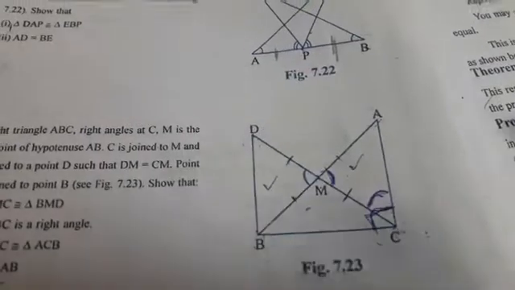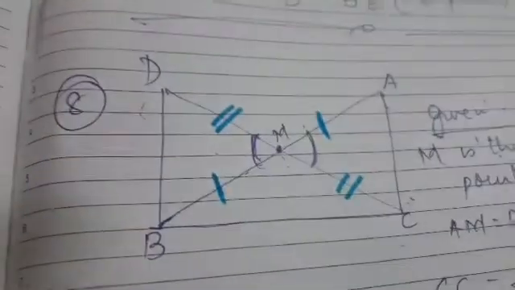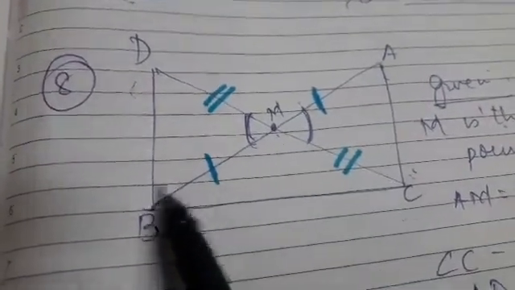So we will write, check the figure. These two are equal, so we can write AC is equal to BD. AC is equal to BD, CPCT. Now, check the figure in my diary. AC is equal to BD. This is CPCT.